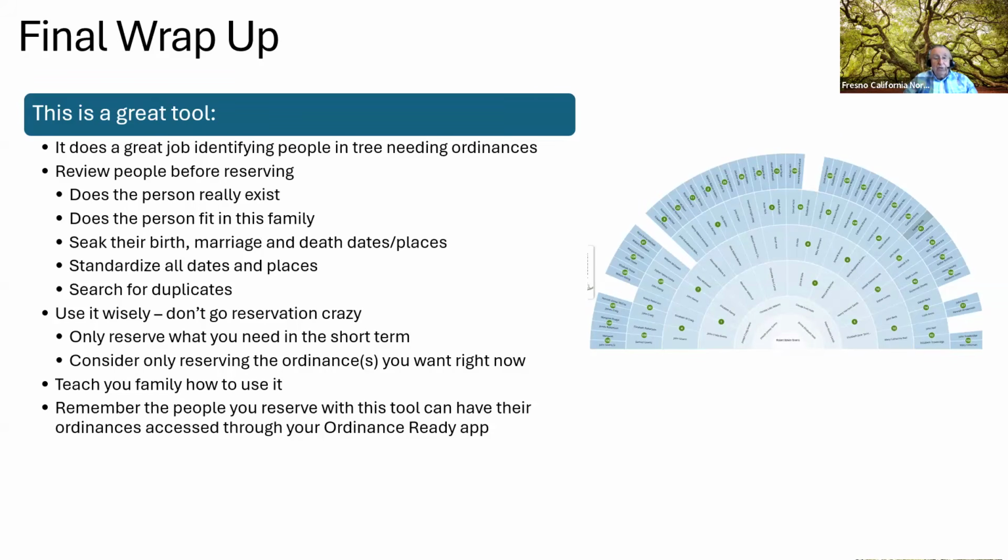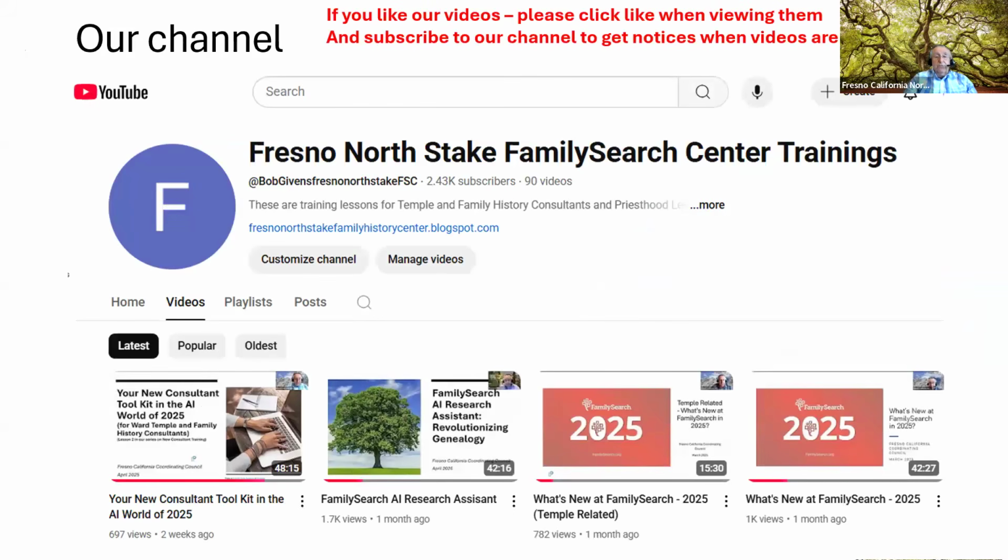Teach your family how to use it. And then remember, names reserved with this tool can have their ordinances accessed through Ordinances Ready, so that you don't have to go back to the web page to figure out what you want to reserve. You can just go to your Ordinances Ready, probably on your phone, and be able to pull names. So great, great program.